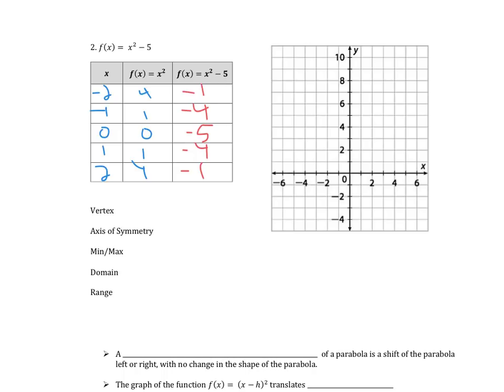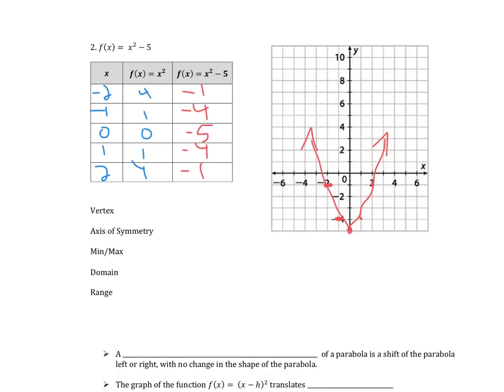I'm just going to plot the red one this time, our x squared minus 5. So -2, -1, -1, -4, 0, -5, and then reflect it across the way. And you can now see that our graph, same deal, is just shifted down 5.